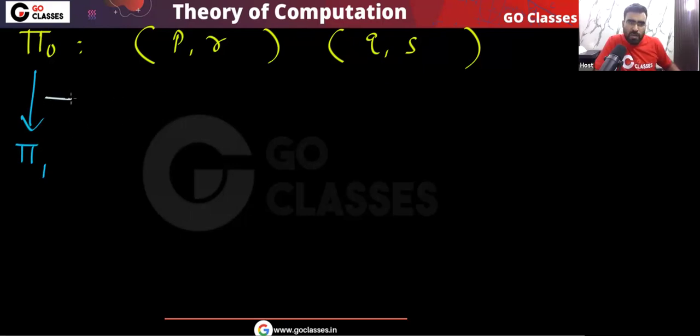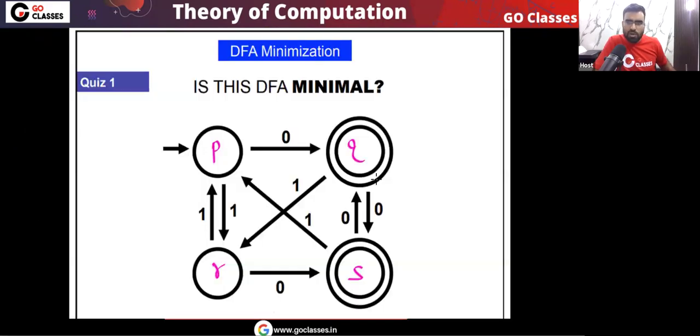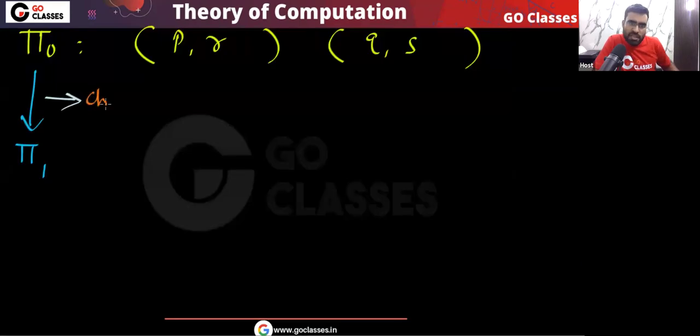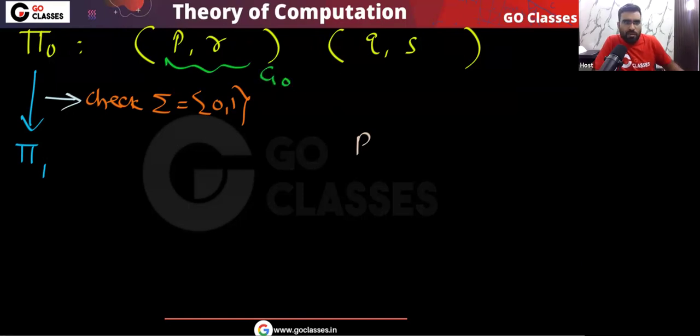Okay, so remember, when you are going from pi 0 to pi 1, what are you going to check? You are only going to check sigma, that is 0, 1. Okay, let's check PR. Remember, there are 2 groups now in pi 0. Let me call one group number 1 and the other group number 2.